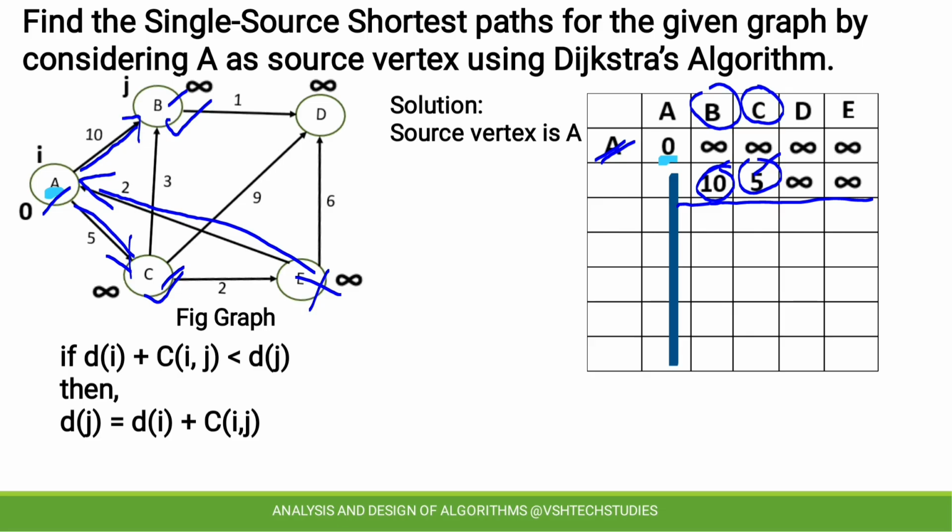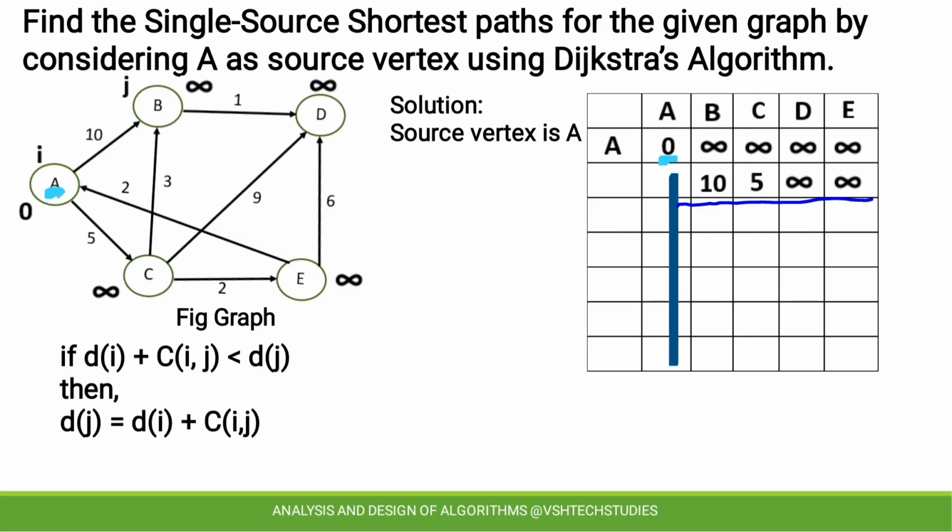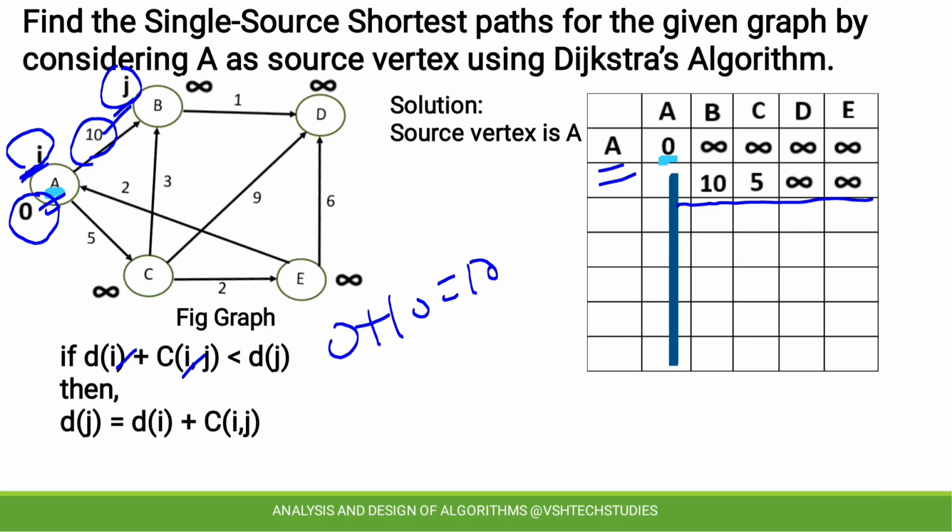So how do we get these values? Let us see now. If A is I, first its neighboring node B is J. So D of I plus cost of IJ. D of I means D of A, that is 0. Cost of IJ, the cost from I to J, is this 10. So 0 plus 10 is equal to 10. Is it less than D of J? D of J means D of B, that is infinity. So this 10 is less than infinity.